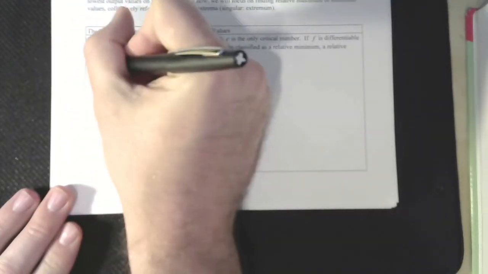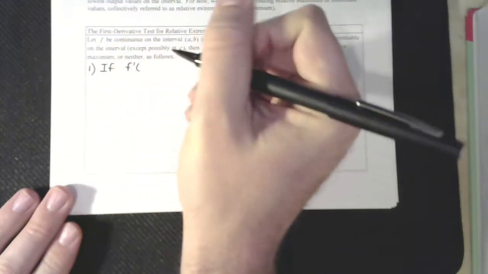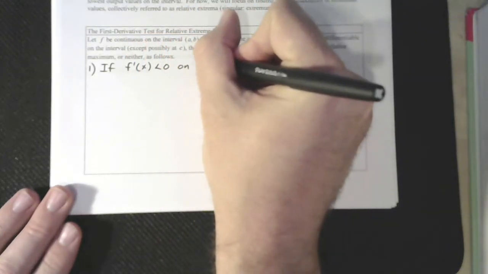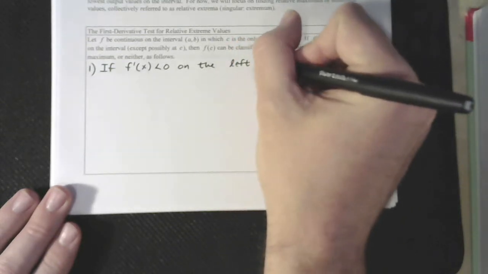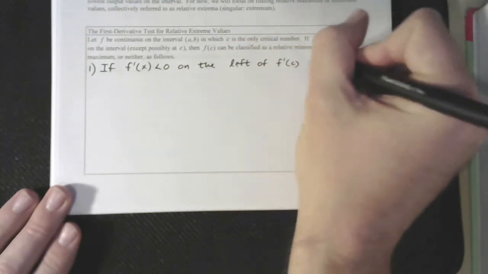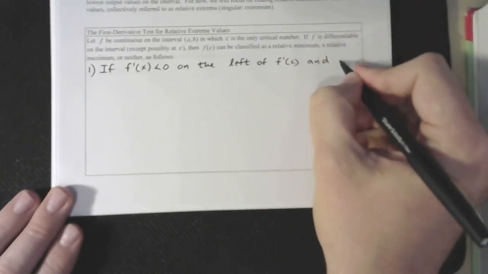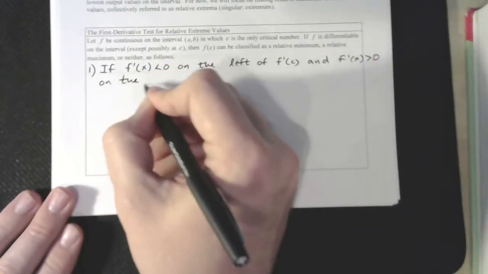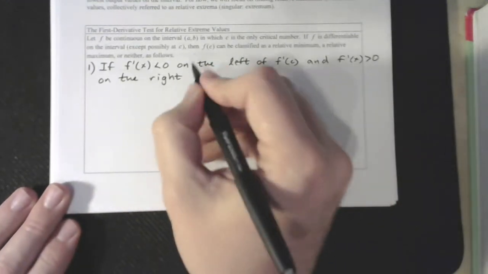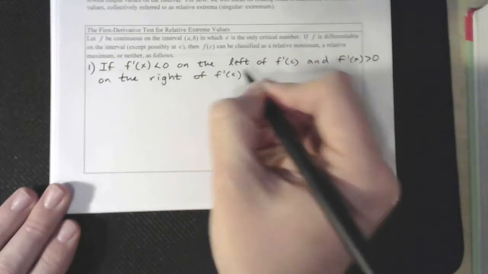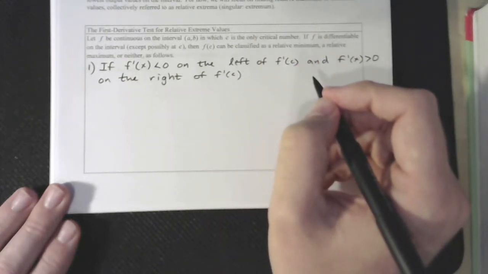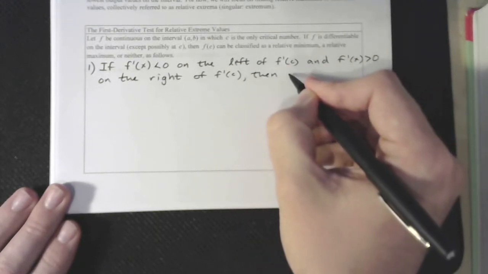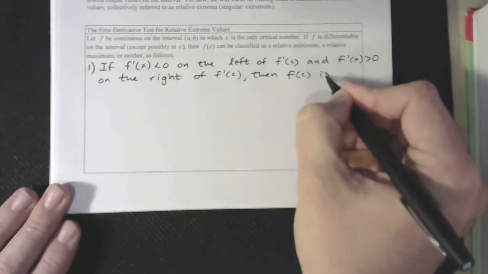So 1, if f prime of x is less than 0 on the left of c, and f prime of x is greater than 0 on the right of c, then f of c is a minimum.